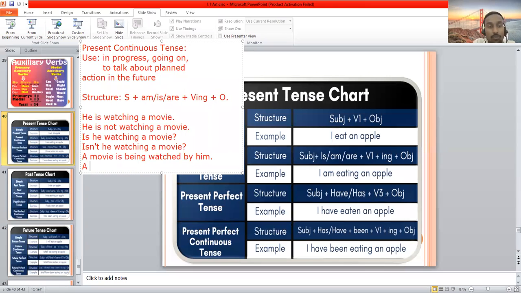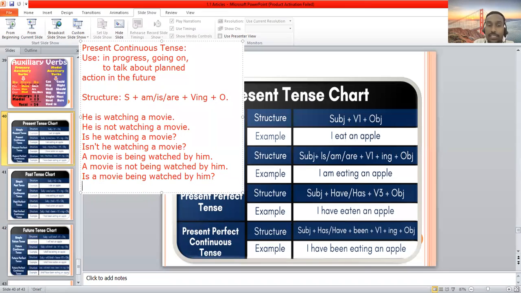Again, the negative: a movie is not being watched by him, like this. You can make a question also like this: is a movie being watched by him? So this becomes a question. You can make the question negative also, like isn't a movie being watched by him. So you can try like this also.